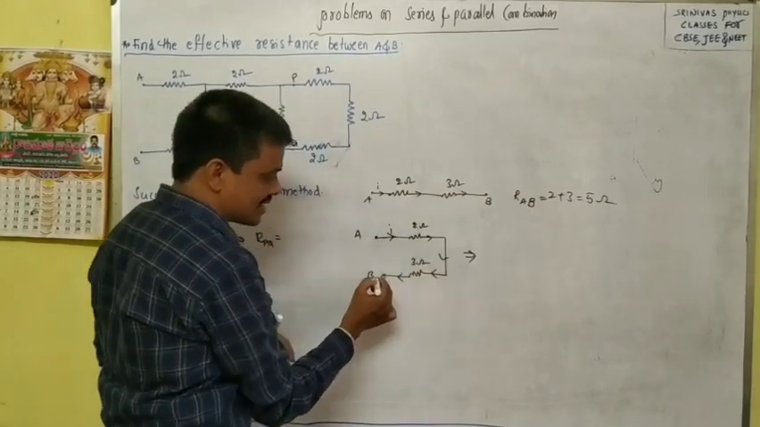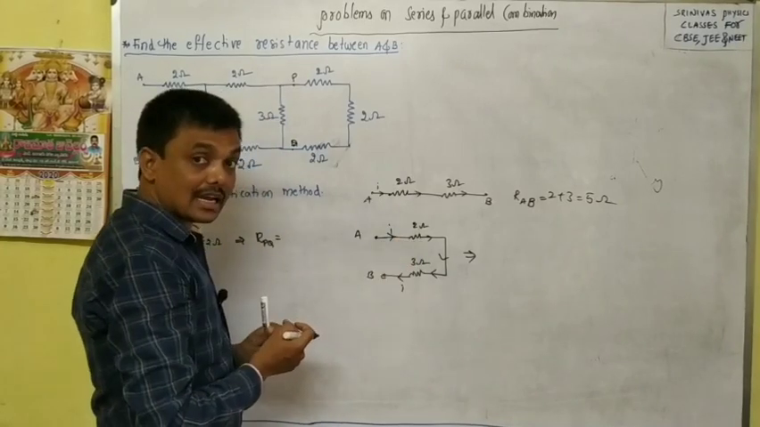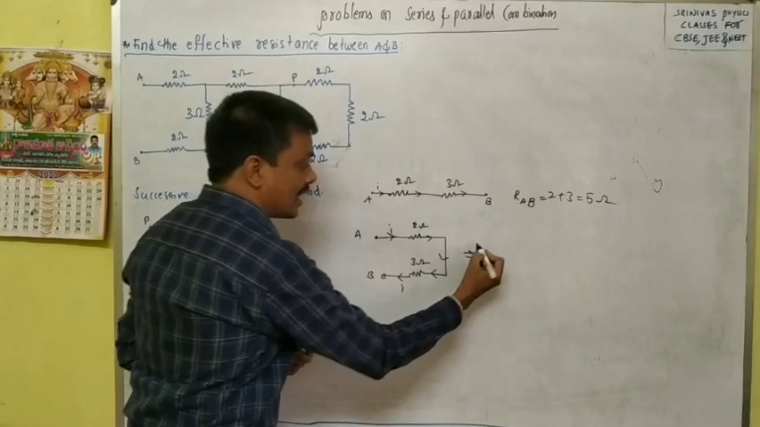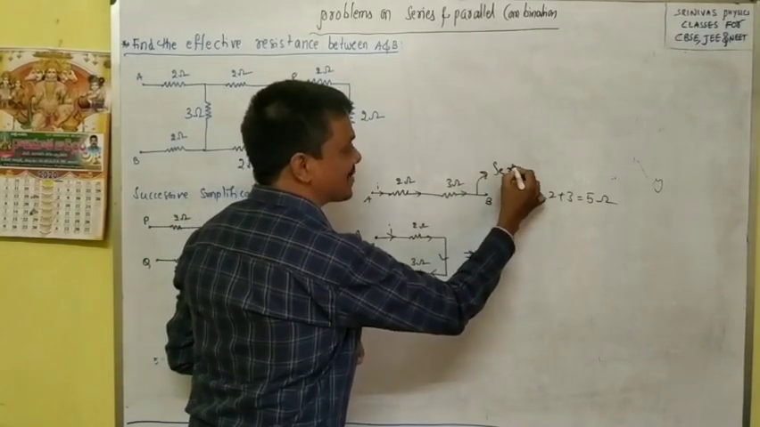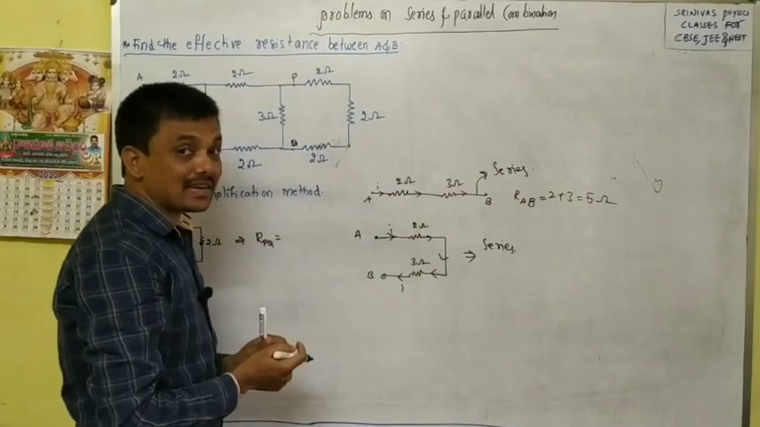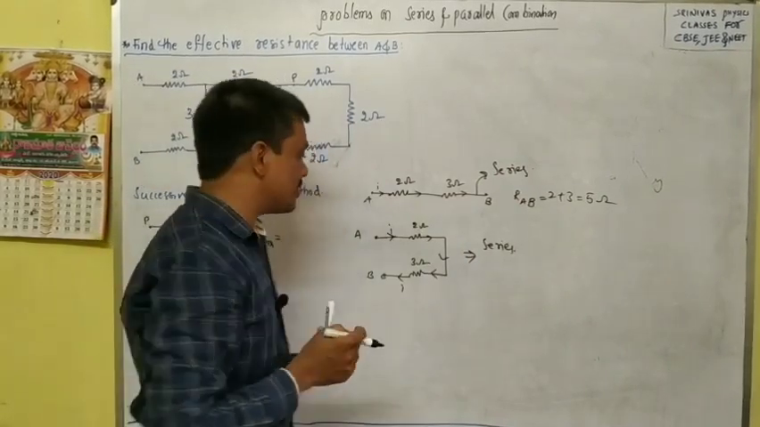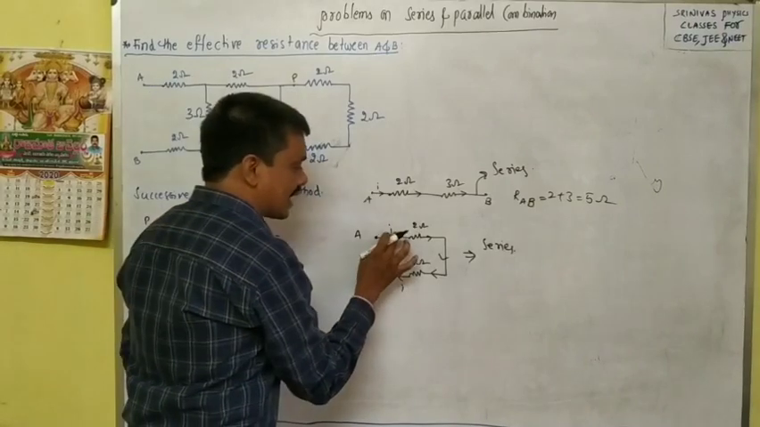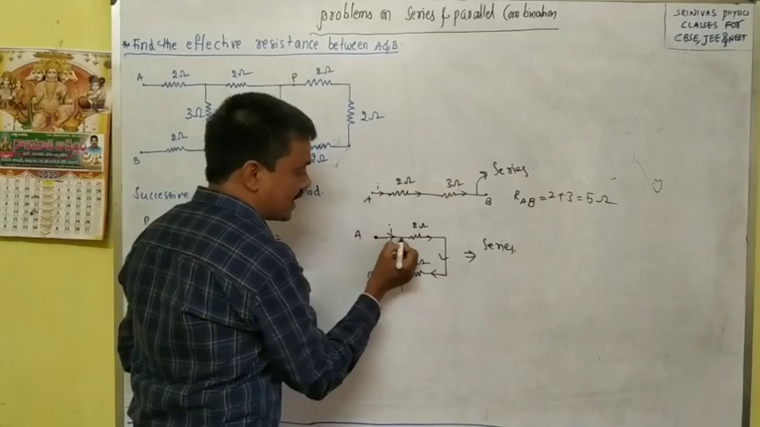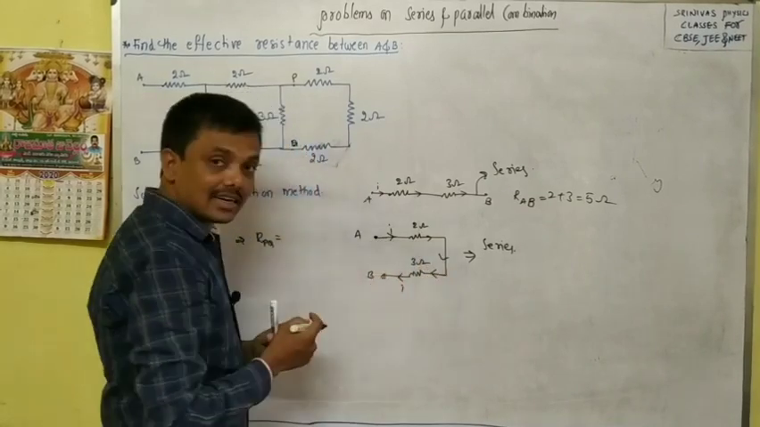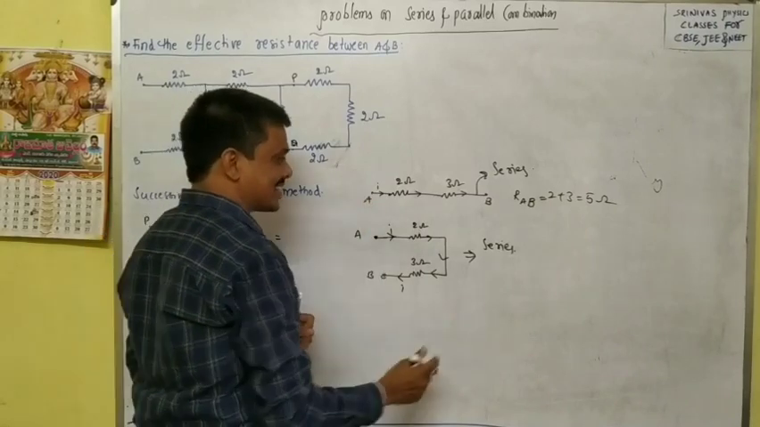Current does not divide. When you see this diagram, the 2 ohm and 3 ohm appear like parallel, but they are not parallel. This is also a series combination. Simply by seeing the diagram, we cannot say which are series and which are parallel. We have to check whether the current divides or not. If current is applied at A, it will go like this and it will not divide. That means this is a series combination.